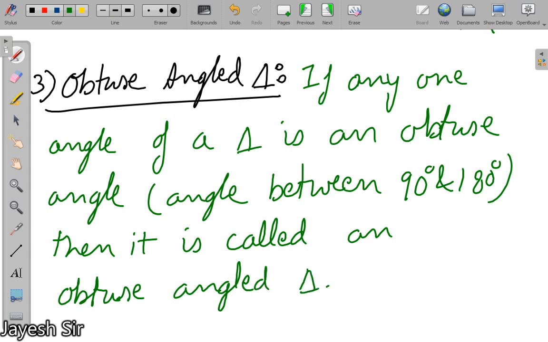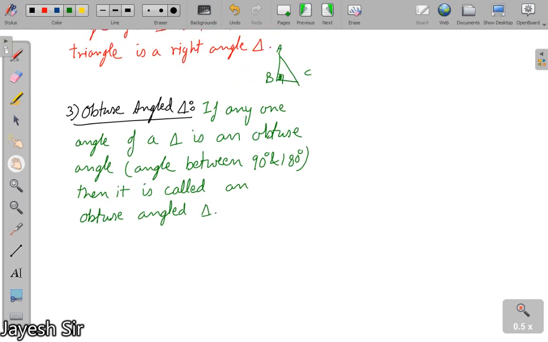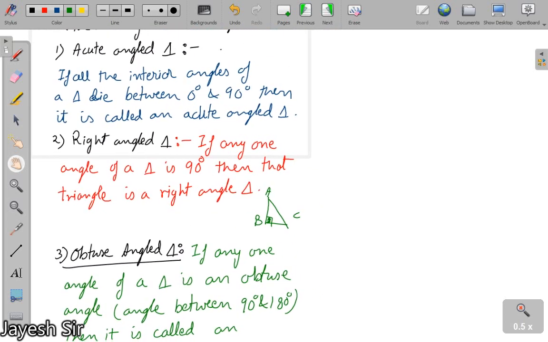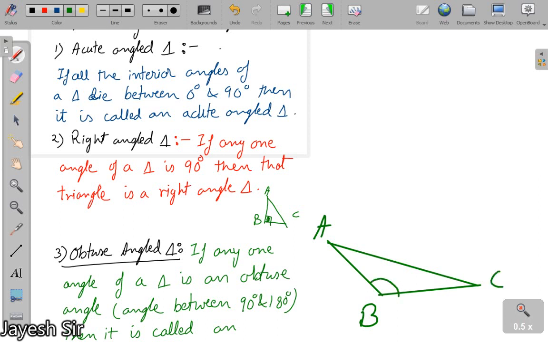Okay, so in this manner we have three types of triangles. What are these three types of triangles? These are acute angle triangle, right angle triangle and obtuse angle triangle. And just for that, let us draw a diagram of an obtuse angle triangle. Here angle B is greater than 90 degree but less than 180 degree.